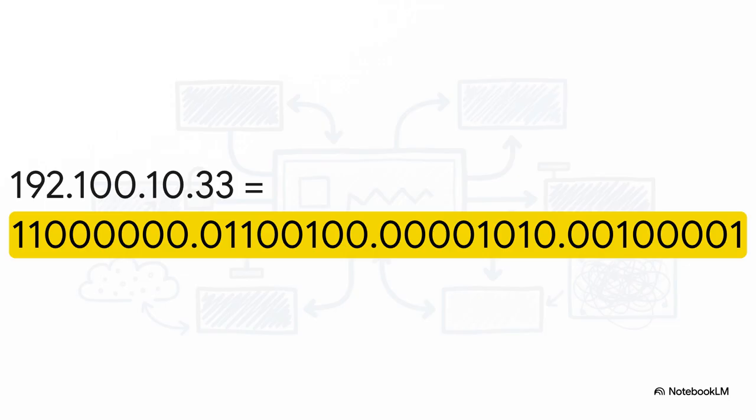First, we start with a device's IP address. Let's say it's 192.100.10.33. And underneath that number we all recognize is its raw form, a string of ones and zeros.